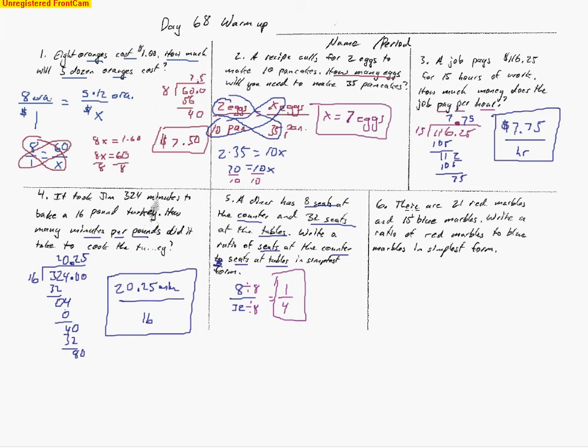Next problem is there are 21 red marbles, 15 blue marbles. Write a ratio of red to blue. Red is 21, so that goes on top. Blue is 15. It goes on the bottom because it said red to blue. And then just take out the common factor, and then we'll have our answer. And so here we take out the common factor of 3, and we get it. So 7 over 5 is the number I'm looking for. So don't change those improper fractions to mixed numbers. Just leave them the way they're at. Well, those are the warm-up problems for today.